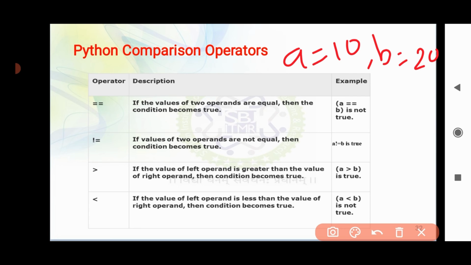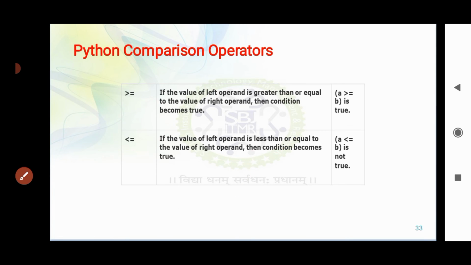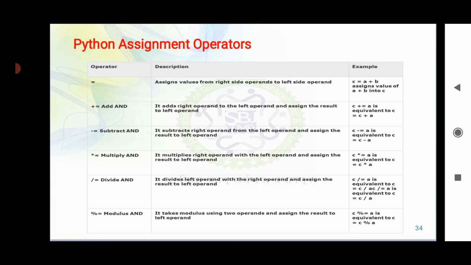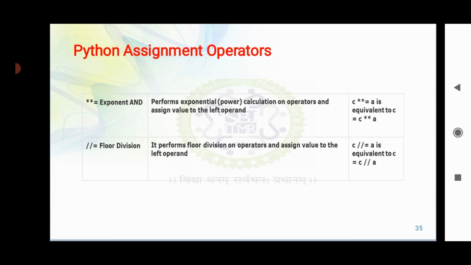So we have the equals to operator, then not equal to, one is greater than and another is less than operator. These are all comparison operators to be used in Python. Next we have the Python comparison operators: one is greater than or equal to and another is less than or equal to.